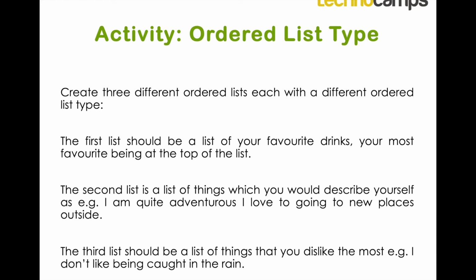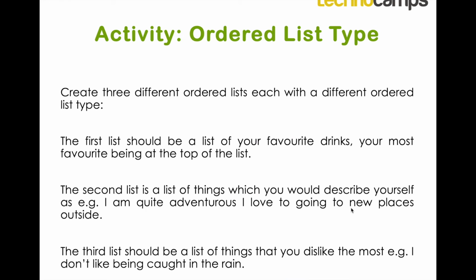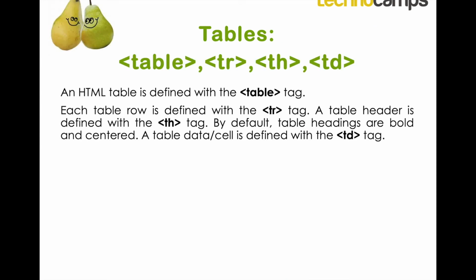Okay, so hopefully you were able to create those 3 different ordered lists using the examples we've provided here. Okay, so now we're going to move on to creating tables. Tables in HTML use these 4 HTML tags. The table tag, TR tag, which stands for table row, the TH tag, which stands for table header, and the TD tag, which stands for table data.